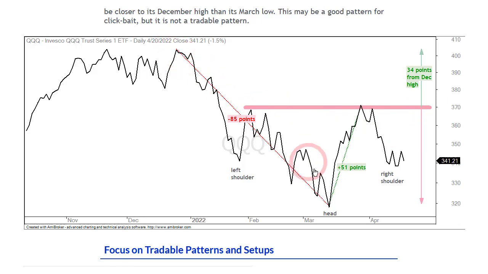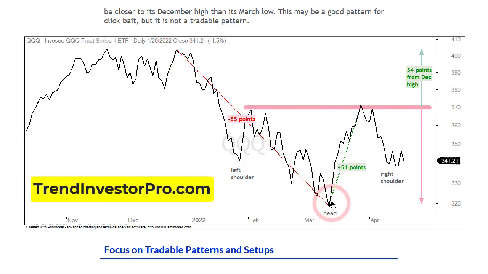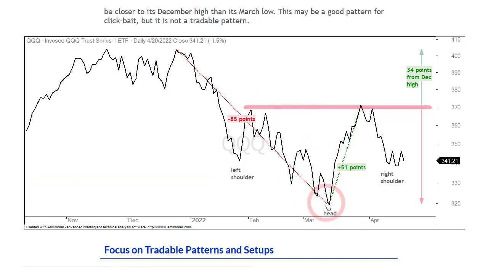But I've got a couple of problems with this pattern. First of all, this decline is 85 points. And if you look at the height of the head and shoulders, it's 51 points. So the height of the pattern is more than 50% of the prior decline. And a head and shoulders is supposed to be a major reversal pattern, an inverse version of it. And the fact that the pattern is more than half of the prior decline means it doesn't really look like a reversal pattern to me. It's too much of the prior decline.